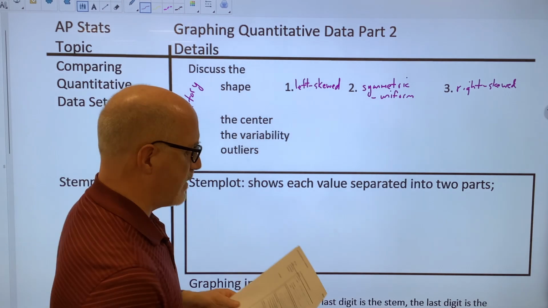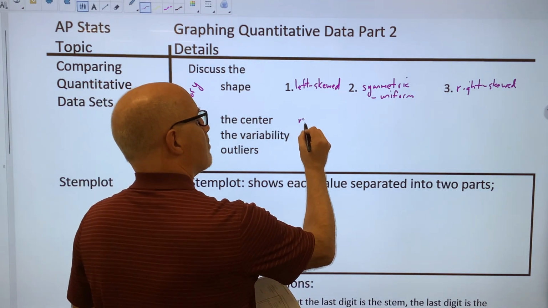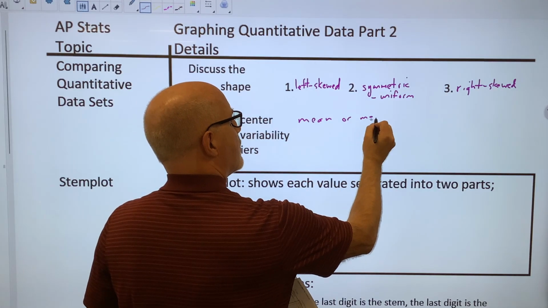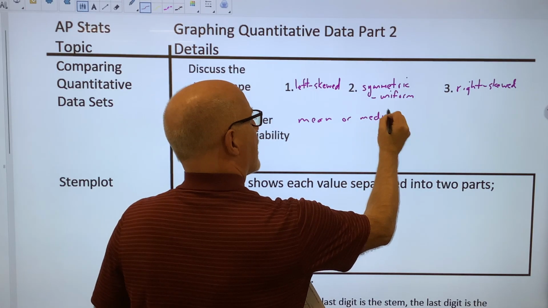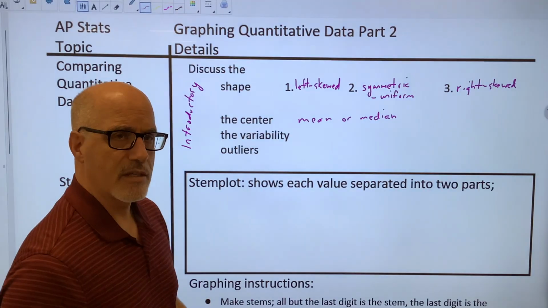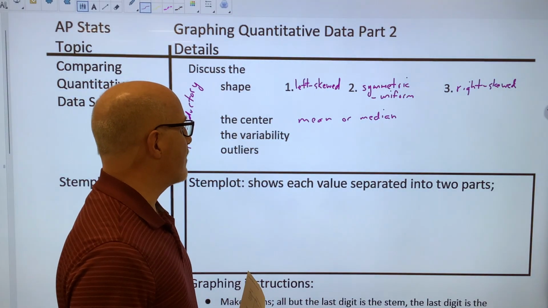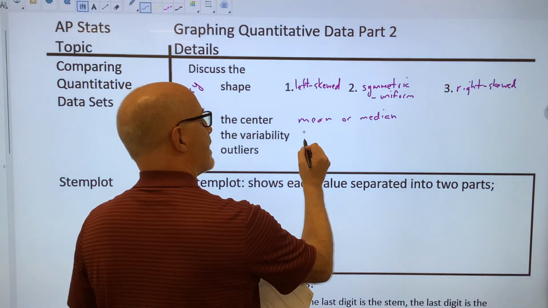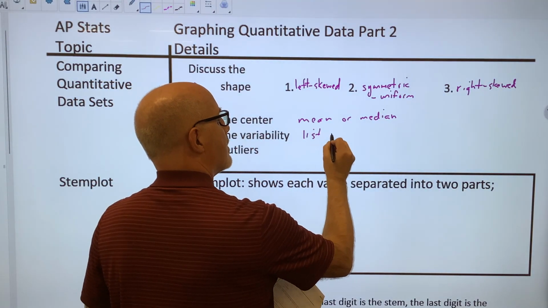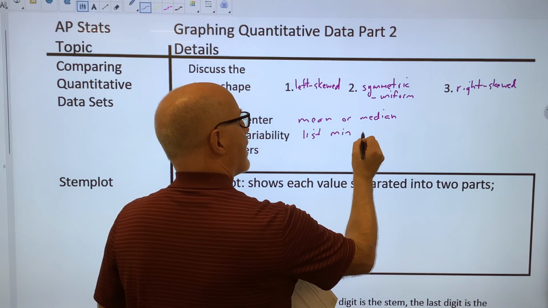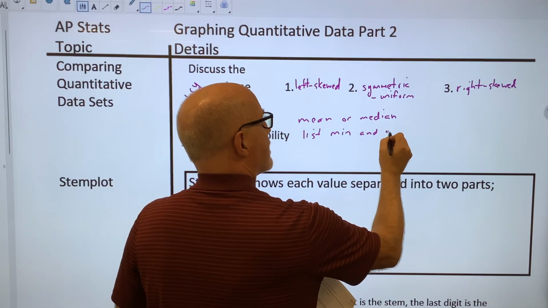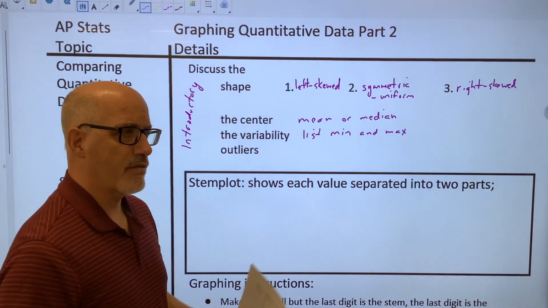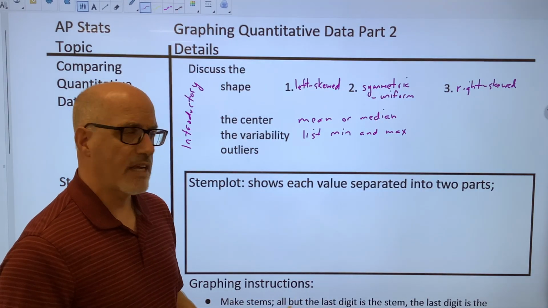So the center of this, we've been using either the mean or median. Most of the times we've been using the median. We'll use the mean more often later. The variability, what we've been discussing is listing the min and the max value. Later on, we'll be talking about other measures of variability as part of things like standard deviation.